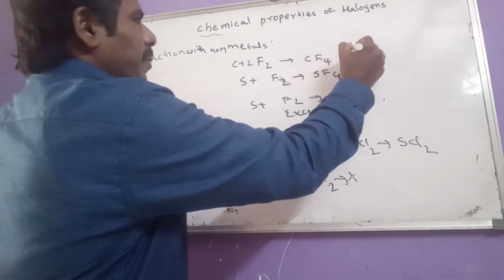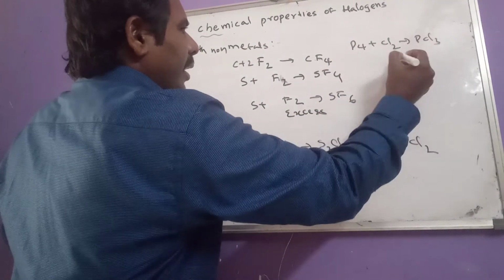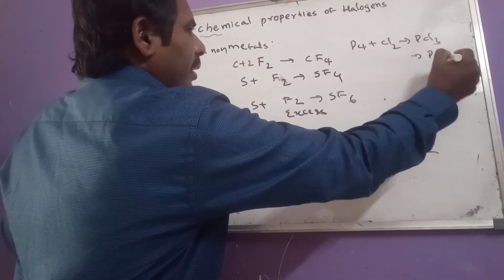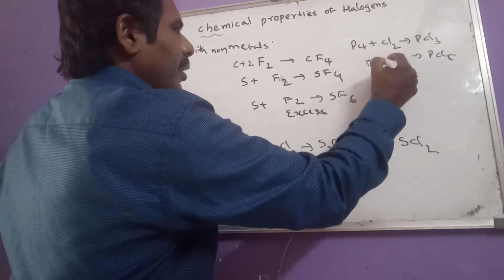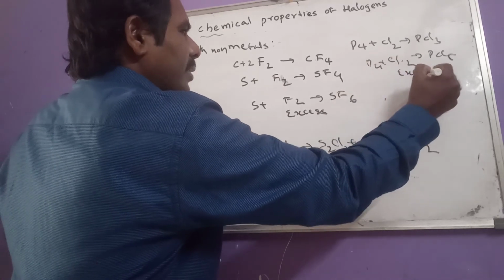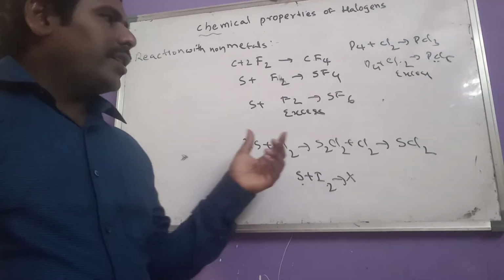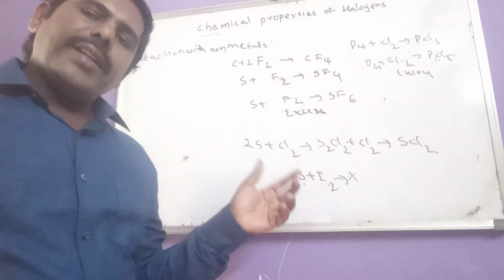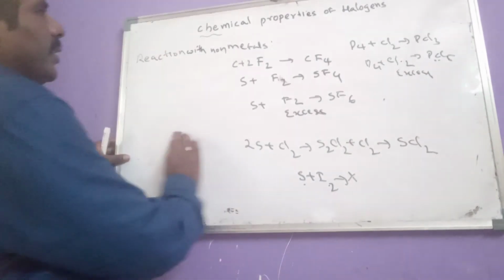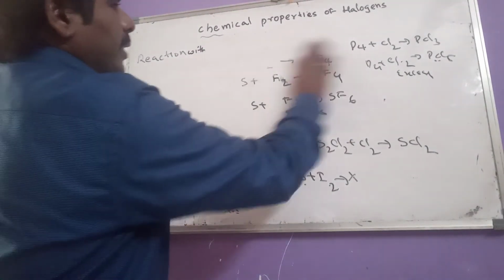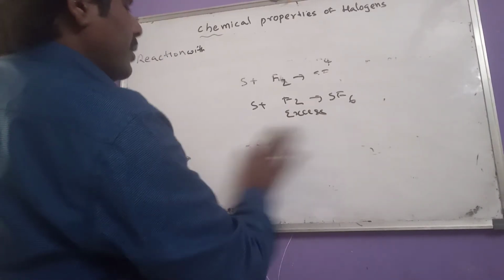Phosphorus reacts with chlorine and produces PCl3 and also PCl5. If excess amount of chlorine is used, we get PCl5. So these are the reactions of halogens with non-metals. Then after that, reaction with NaOH, sodium hydroxide.